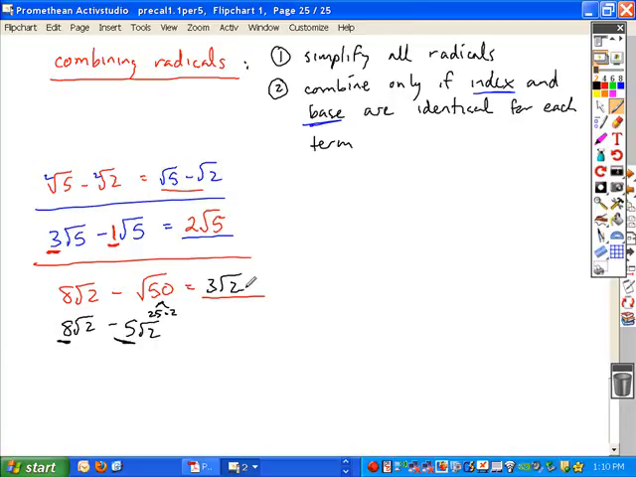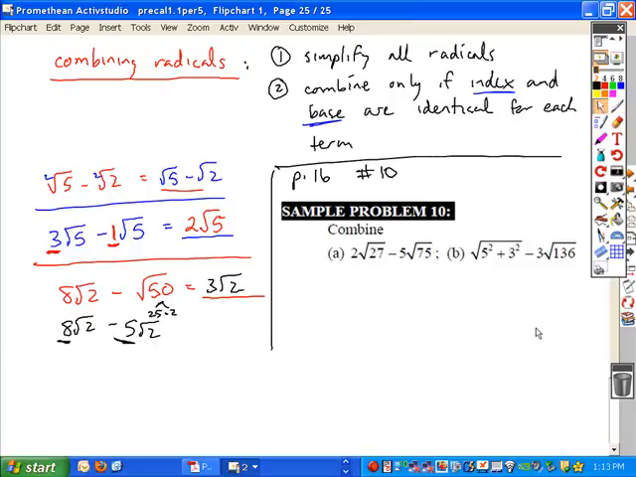Okay, so look to simplify the radical, then check and see: can you combine it only if the index and base are exactly the same? Okay, on page 16, I want you to try sample problem number 10 really quickly, and then I'll give you some time to work on your assignments.